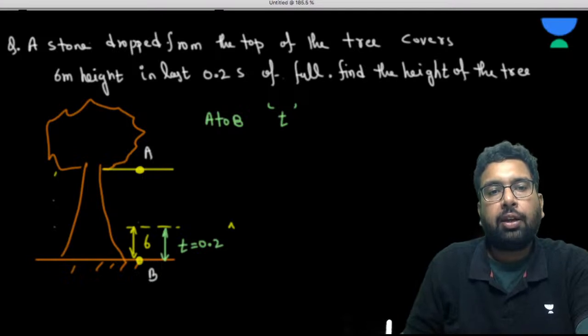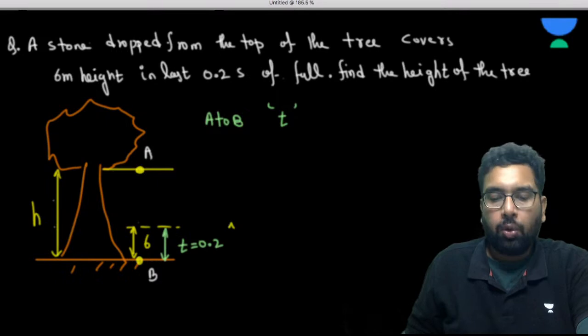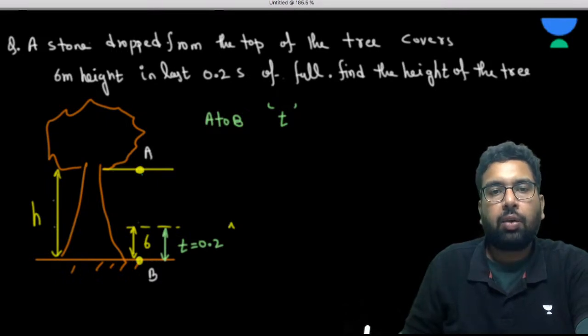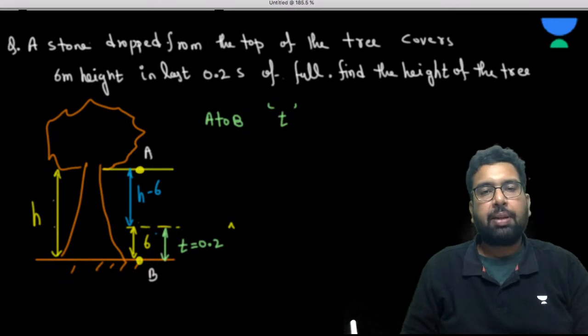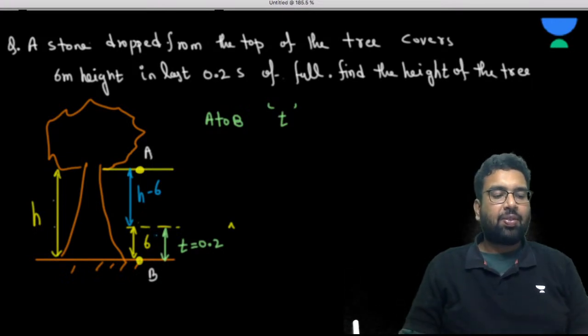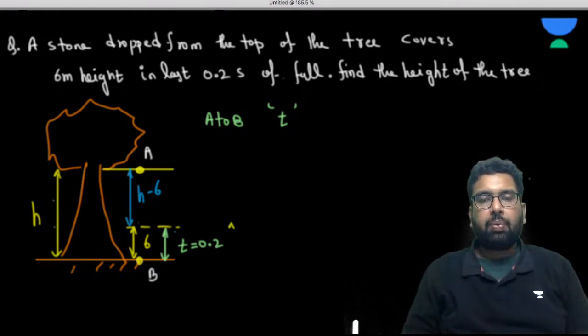Now, if the height of the tree is h, what is going to be this distance? Obviously, it is going to be h minus 6. Do you agree or not? Yes, of course we agree. Now, how can we proceed with this question?